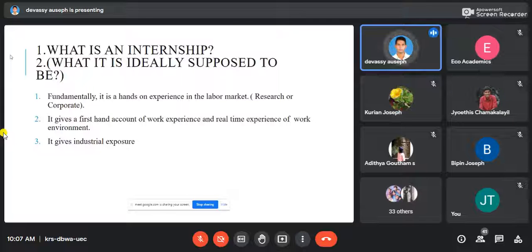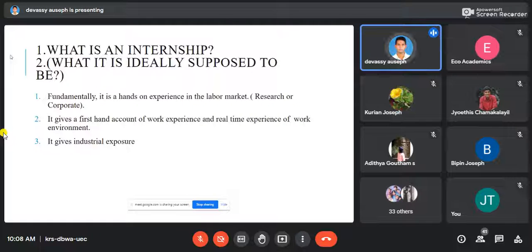Now the second thing is what an internship gives us. It gives us two things. First, it gives a first-hand account of work experience. Ideally, it is supposed to give us that; I'll come to it later. How is the environment and real-time experience of the work environment? How are the people there? How fast-paced or slow-paced is it, and things like that.